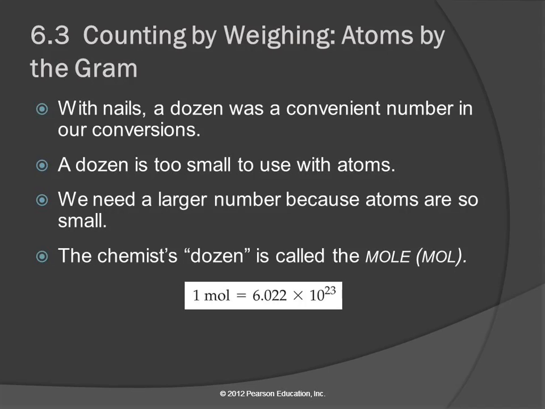Dozen is a great unit. A dozen is how many? 12. Dozen is great for donuts and bagels and things like that. Eggs, right? It's way too small to be useful for atoms. Can you think of another counting unit that's a bigger number? You get a package of paper for your computer. A ream. A ream is 500 sheets of paper. So that's getting better. That's 500. It's still way too small.